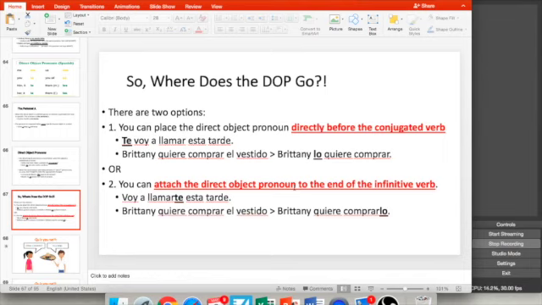No space between comprar and lo, one word. Brittany quiere comprarlo. Both are totally correct. Brittany lo quiere comprar. Brittany quiere comprarlo. Both of those are going to work perfectly fine. No issues.